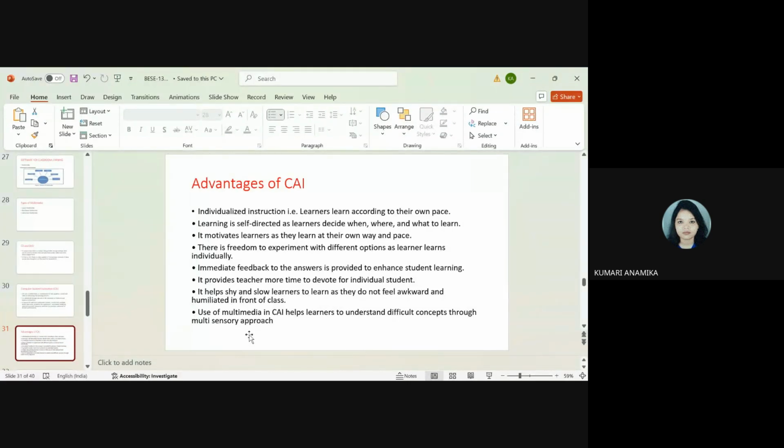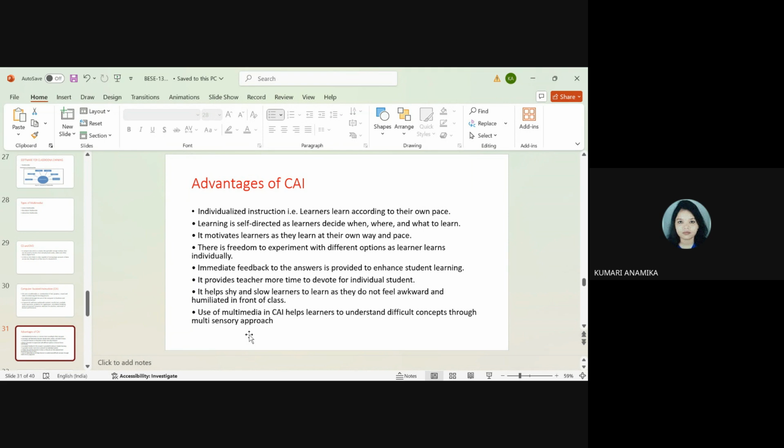Through this CAI, we can even give individualized instructions to the learner. There is a scope of personal learning. Learners learn according to their own pace, and learning is self-directed as the learner decides when, where, and what to learn. It also motivates the learner as they learn in their own way and at their own pace. There is freedom to experiment with different options as the learner learns individually, and immediate feedback to the answer is provided to enhance students' learning.